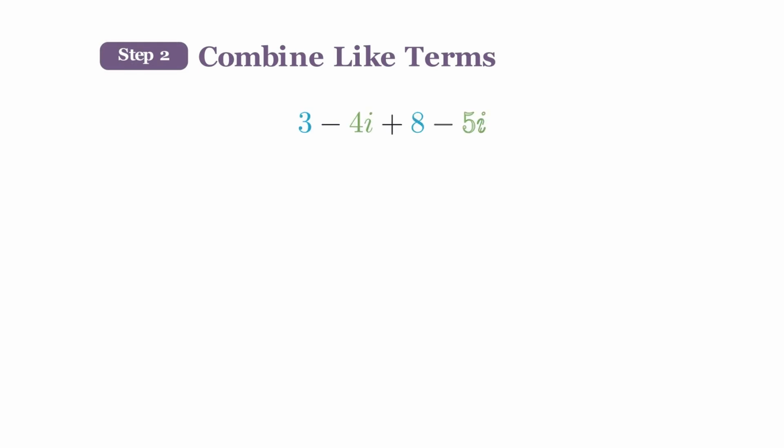Step 2. Combine like terms. First, the real parts. 3 plus 8 equals 11. Then, the imaginary parts. Negative 4i plus negative 5i equals negative 9i.